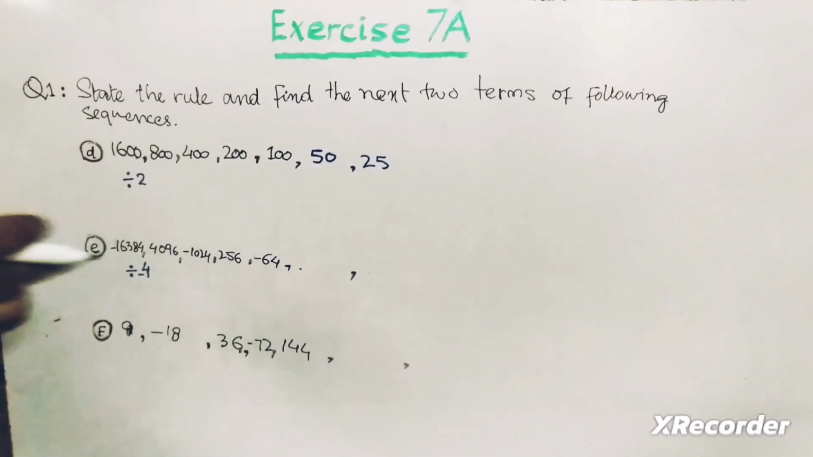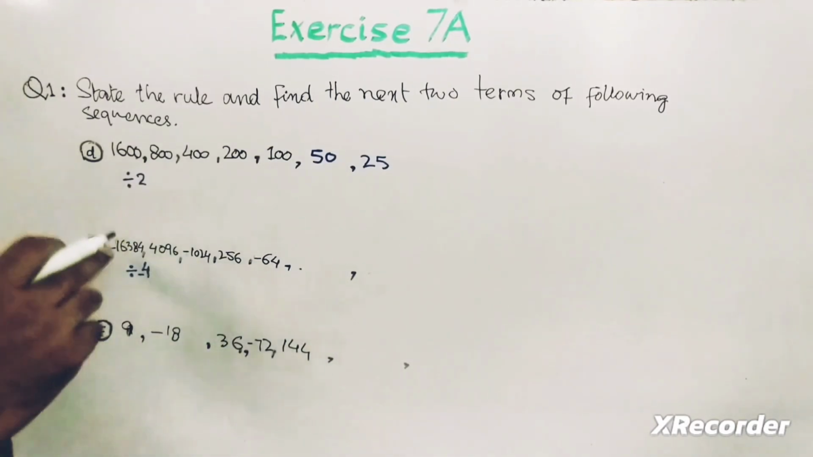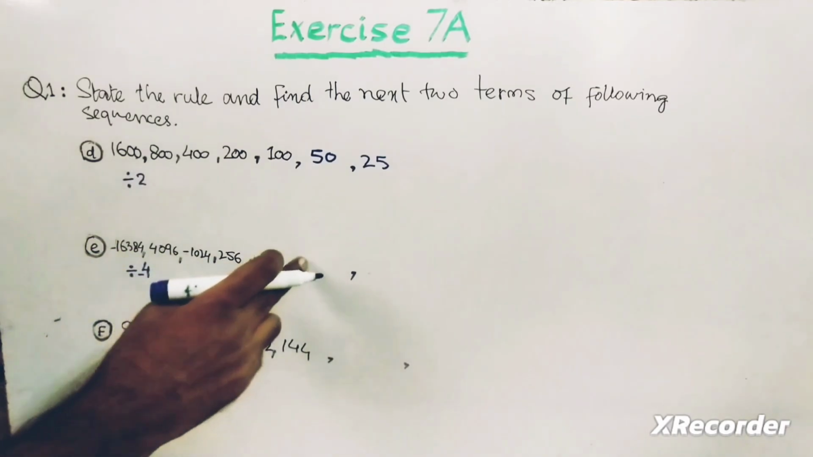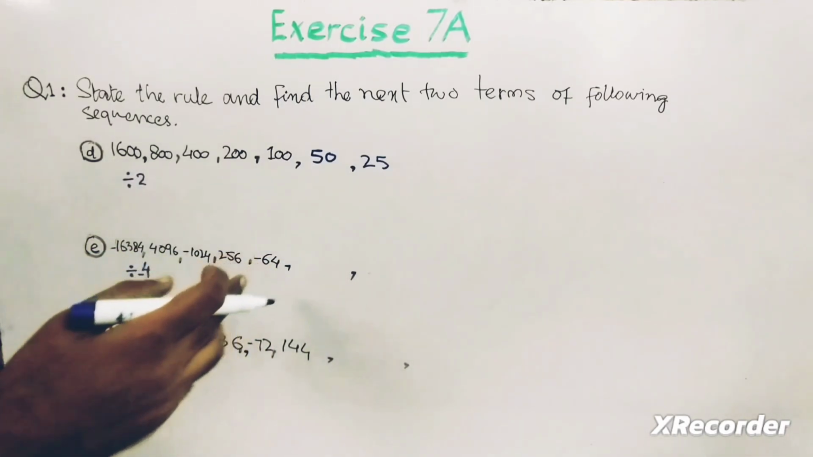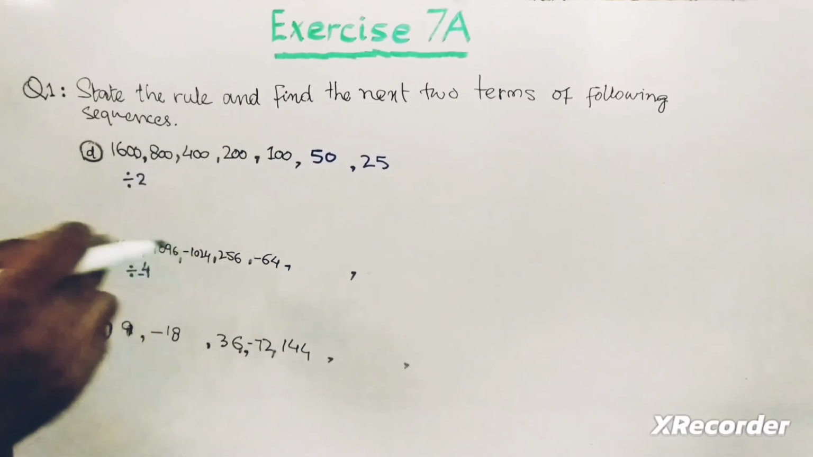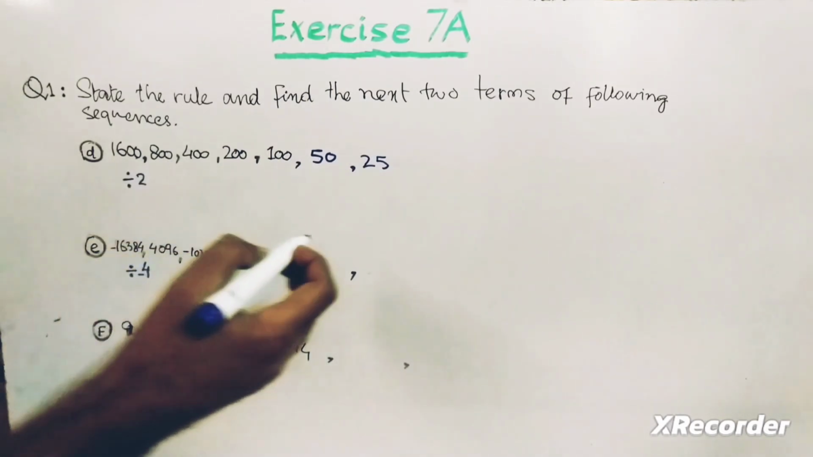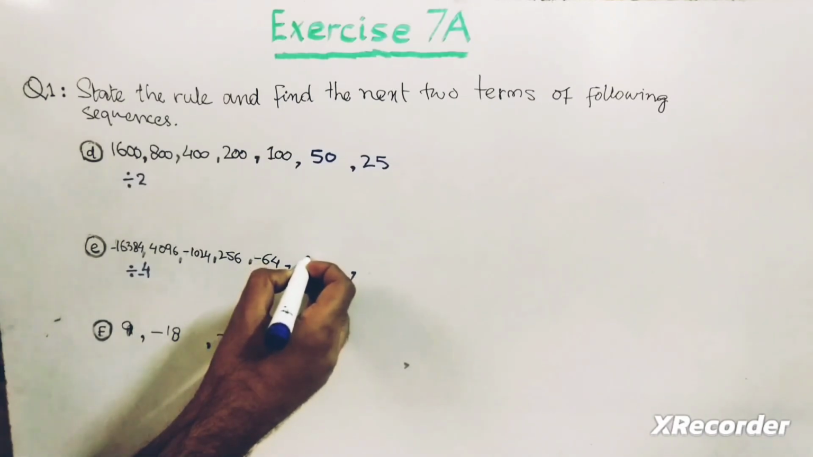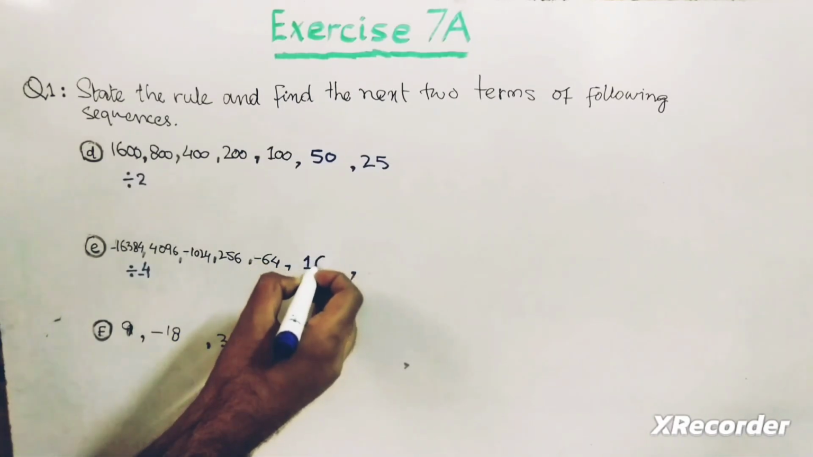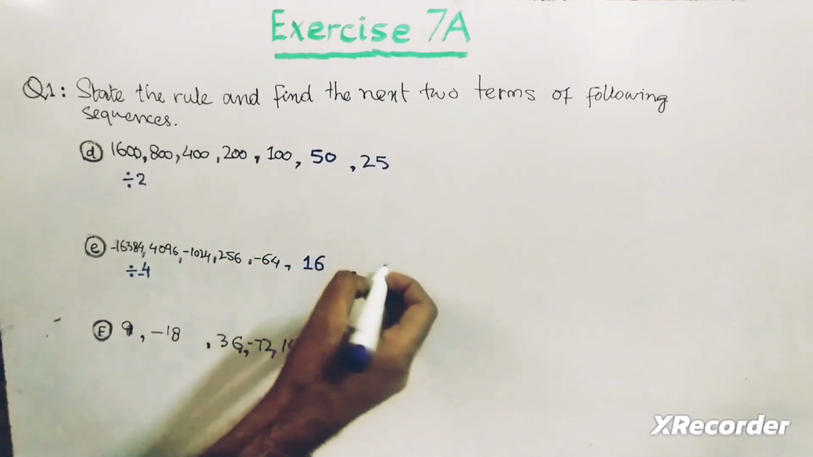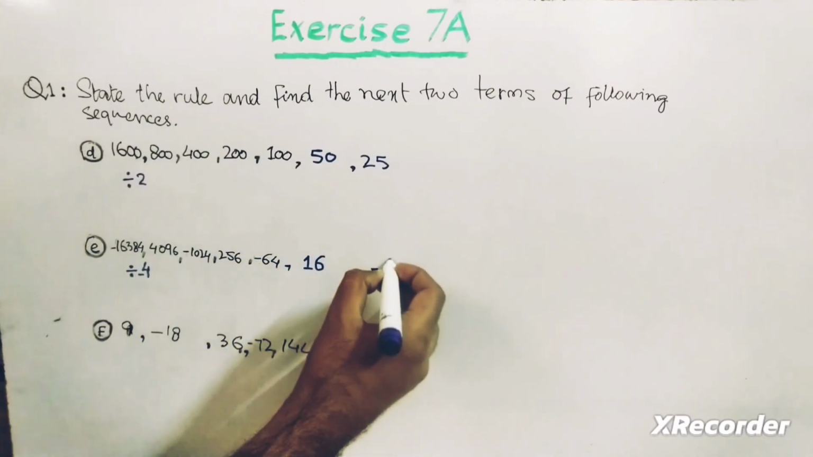So the signs also alternate. First term is negative, second term is positive, then negative, positive, negative. So the next term will be positive. If we divide minus 64 by minus 4, the minus signs cancel out, and 16 times 4 is 64. So our next term is positive 16, and when we divide 16 by minus 4, we get minus 4.